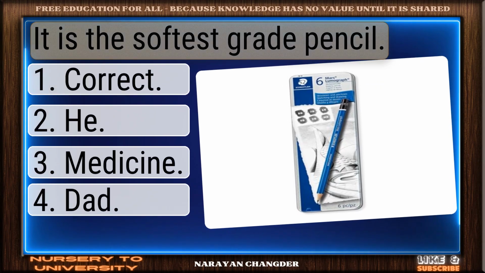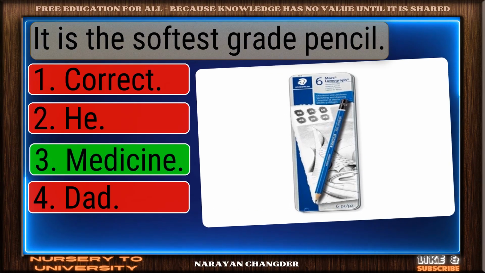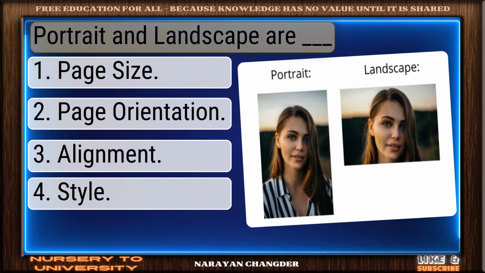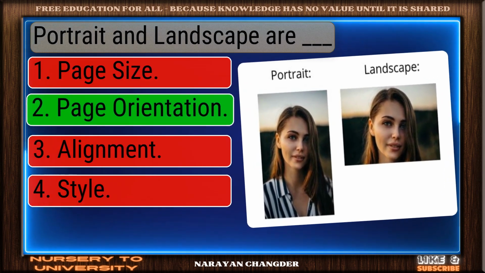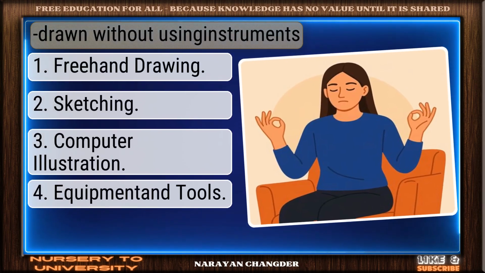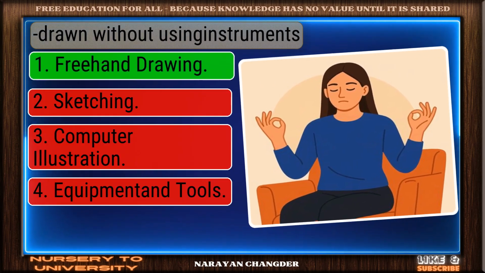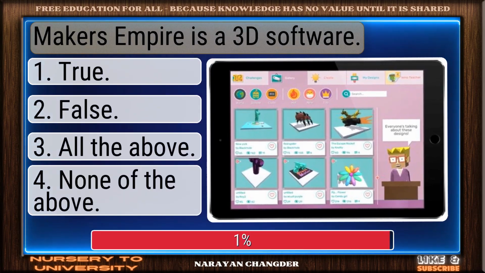It is the softest grade pencil. Exactly. 9B makes sense. Portrait and landscape are dash. Solid response. Page orientation is valid. Drawn without using instruments. Strong choice. Freehand drawing is right. Maker's Empire is a 3D software.